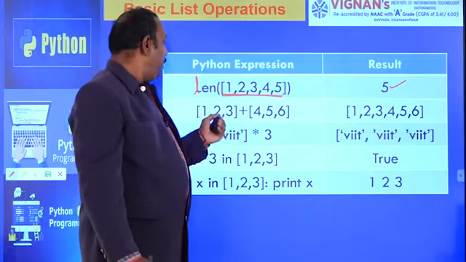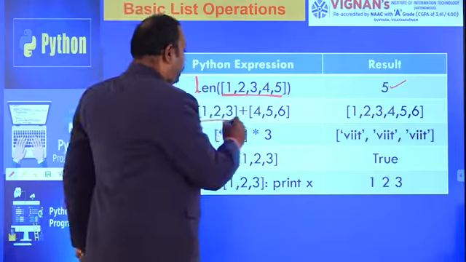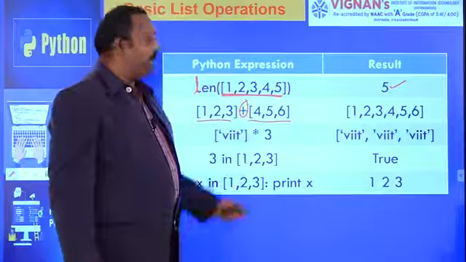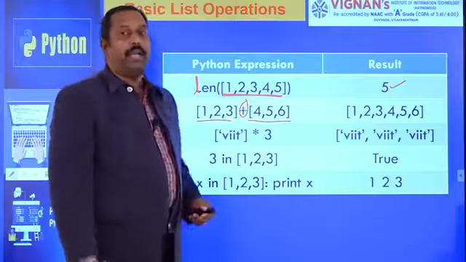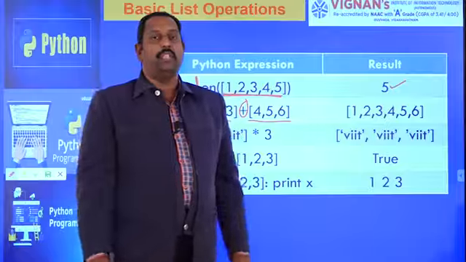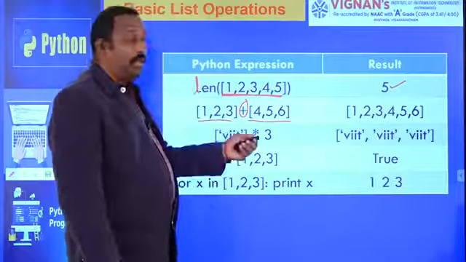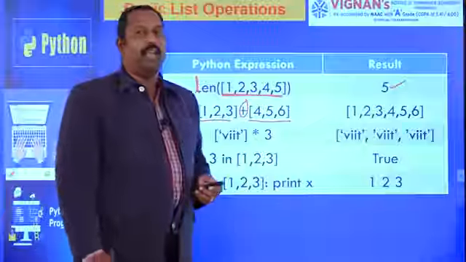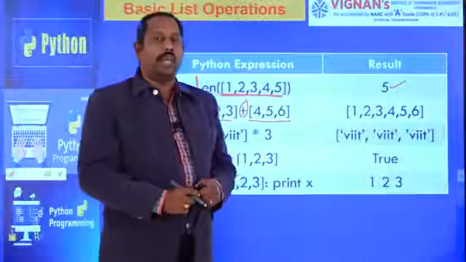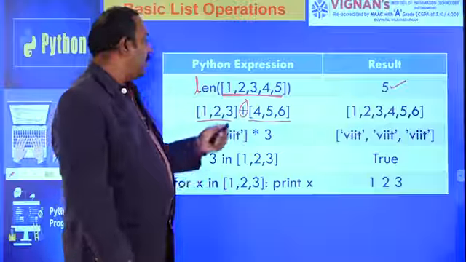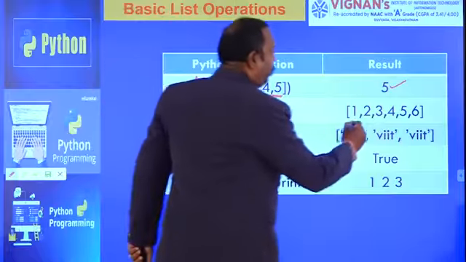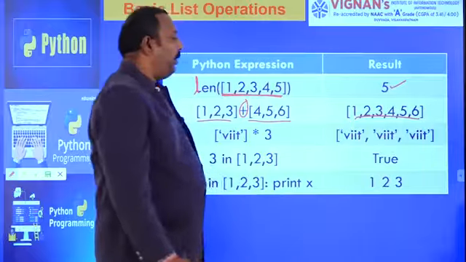Next one, you see, this is one list and this is another list. We are using plus here. Plus is nothing but concatenation. Concatenation is nothing but combining two lists. The first list is 1, 2, 3 and the second list is 4, 5, 6. If I want to combine two lists, then I have to use the plus operator, used as concatenation here. So you will get the output 1, 2, 3, 4, 5, 6.